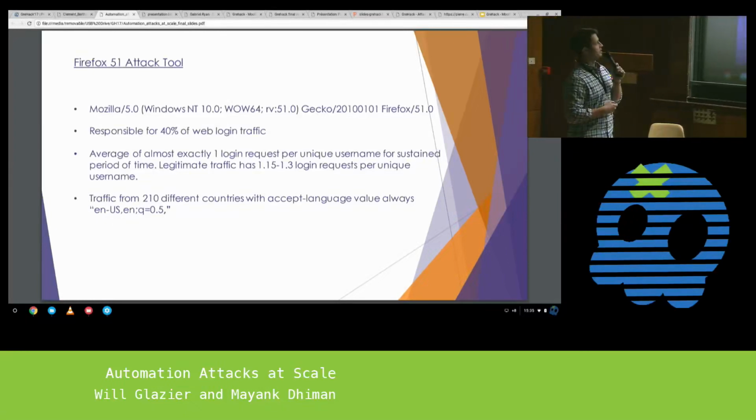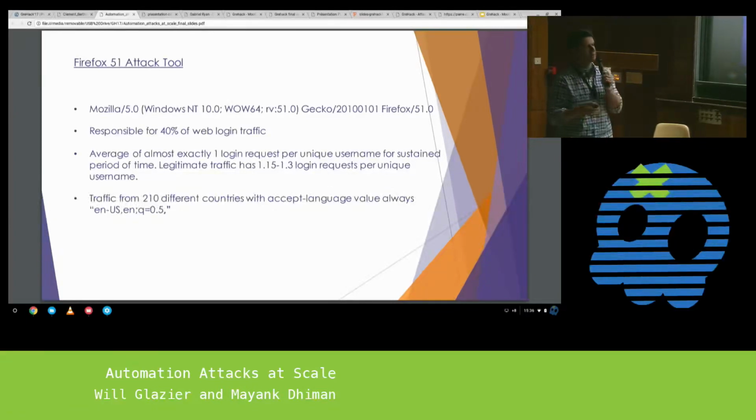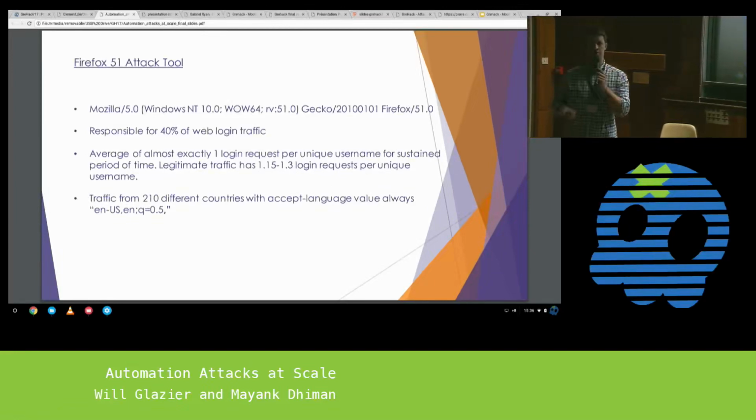And here's another large data analytics pattern that those of you who have the capability to look at that in your environment can look at. And that's this pattern of averaging exactly one login request per unique username for a sustained period of time. Now, when you think about this, it seems quite obvious, and maybe even too obvious.